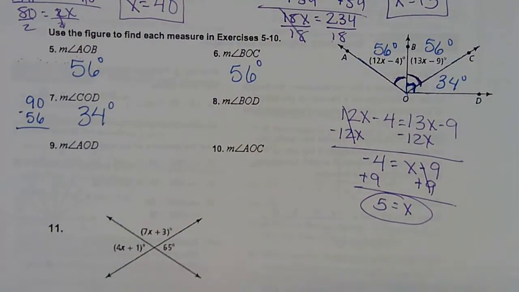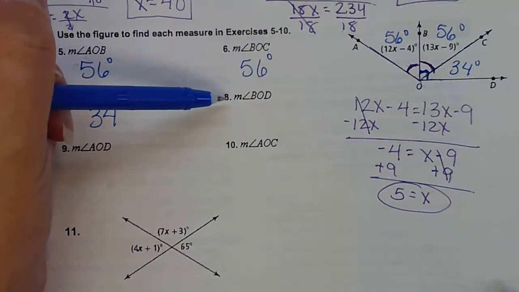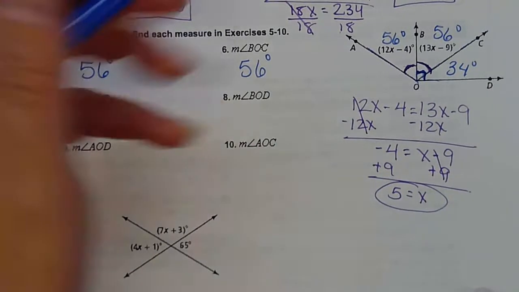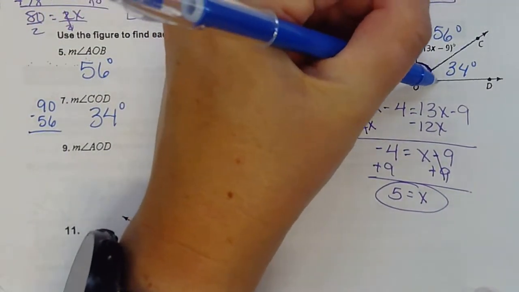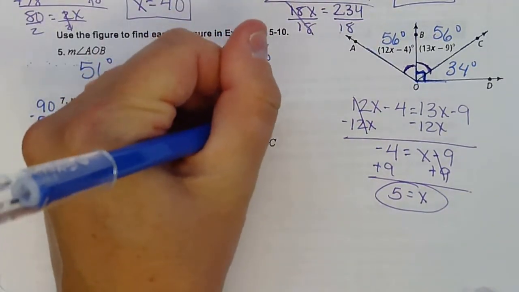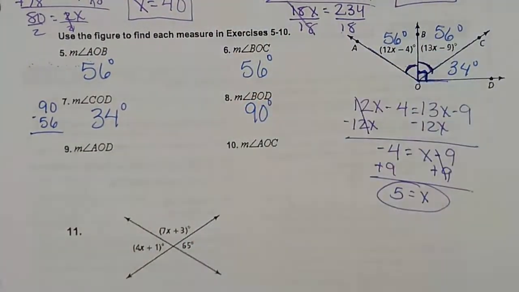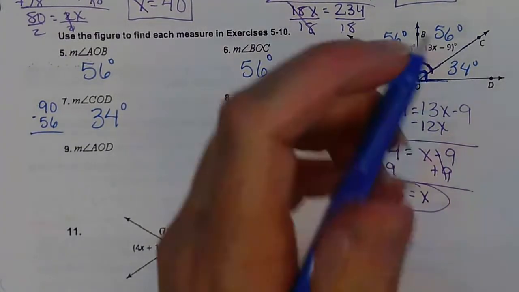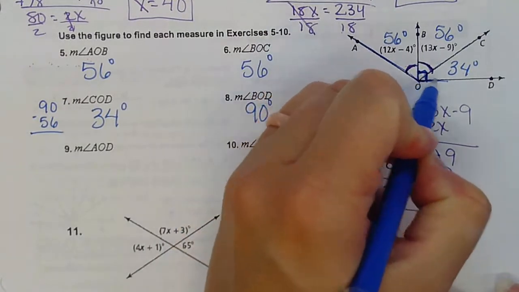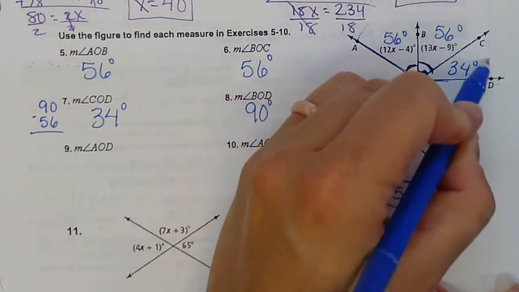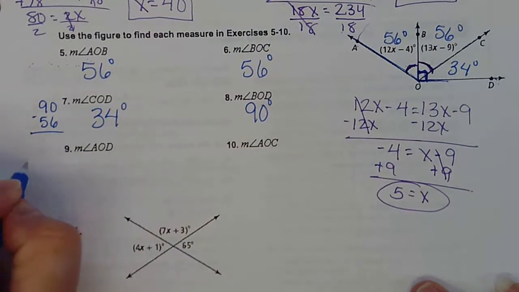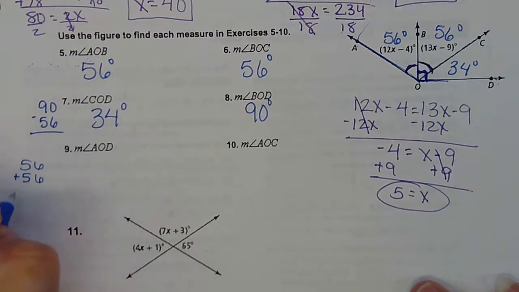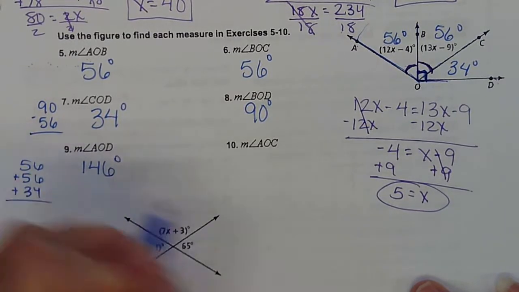And now all of the angles are marked, and these other ones we're probably going to be adding some stuff together. So for number 8, they want the measure of angle BOD, B-O-D. That's got the box, so that's 90 degrees. Or if you did 56 plus 34. Number 9 wants the measure of angle AOD. So from here all the way over to here. So you're going to take 56 plus 56 plus 34. Add them all together and you get 146.